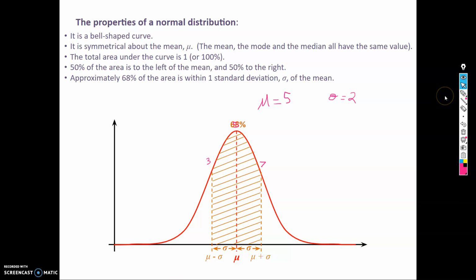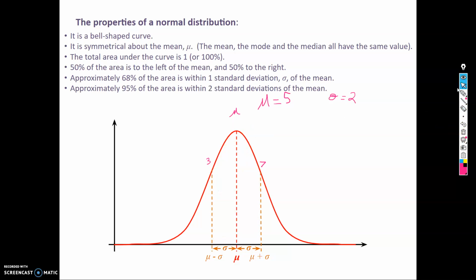Okay, what else? So 68% is there. Let me move my little mean guy. Mean right there. Okay, so what else? Approximately 95% of the area is within 2 standard deviations of the mean. So if we go another standard deviation to the left and another to the right, it would be mu minus 2 standard deviations. So mu is 5. 5 minus 2 gets us 3, minus another 2, so that's going to be 1. That's the mean minus 2 standard deviations.